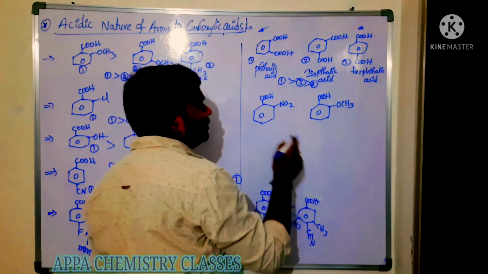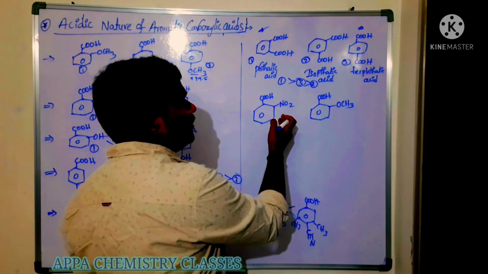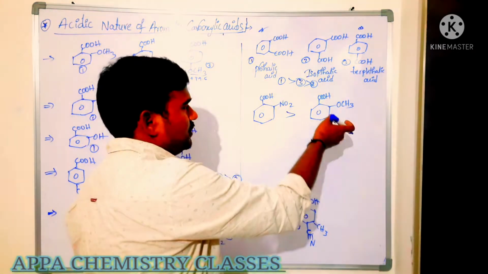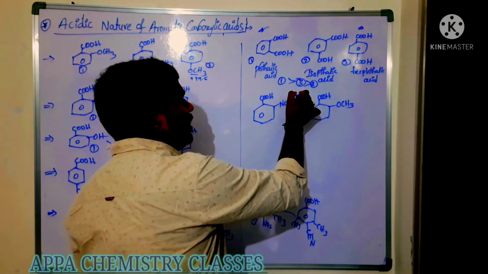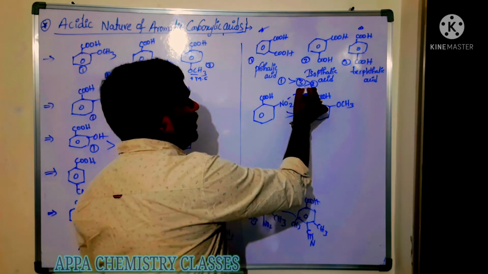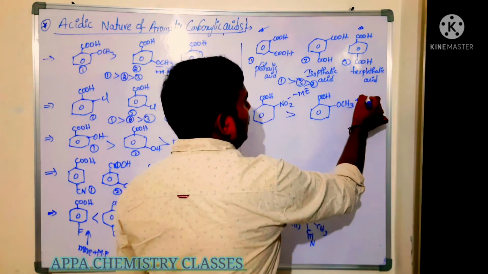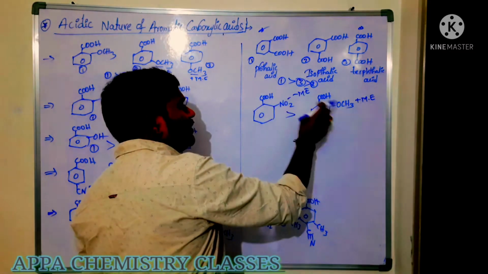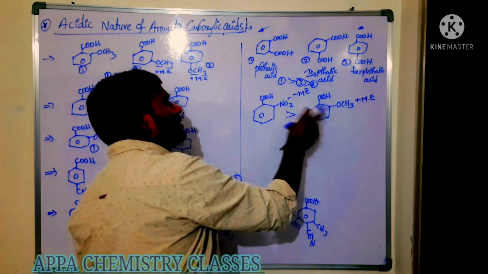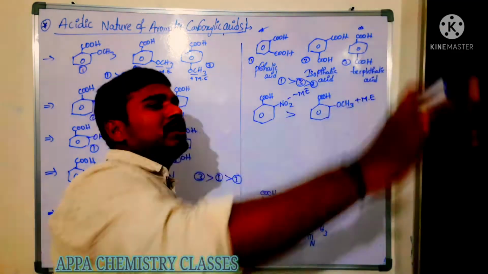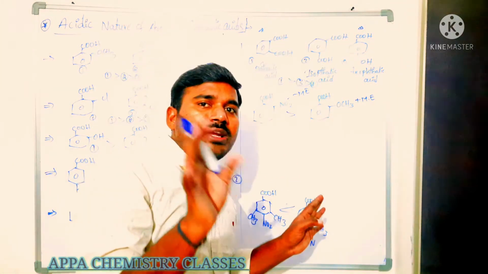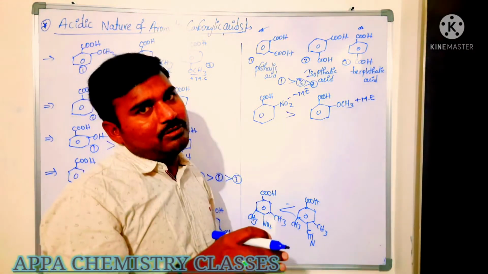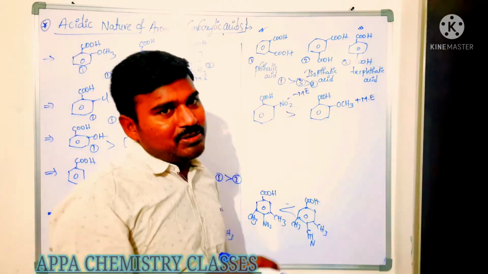So 1, 3, 2. Now among these two, an electron withdrawing group increases the acidic nature. Both have the ortho effect. But here it is a minus M group, and here it is a plus M group. Okay? So a minus M group will withdraw the electron. Whenever it withdraws the electron, that hydrogen is readily lost and the carboxylate ion gets readily stabilized by the nitro group. It will lose H plus ion easily.